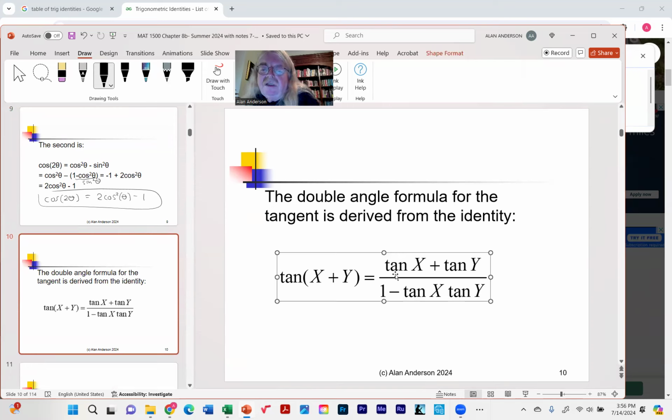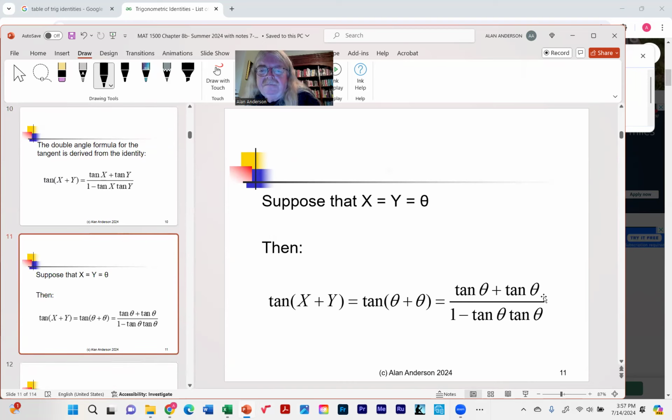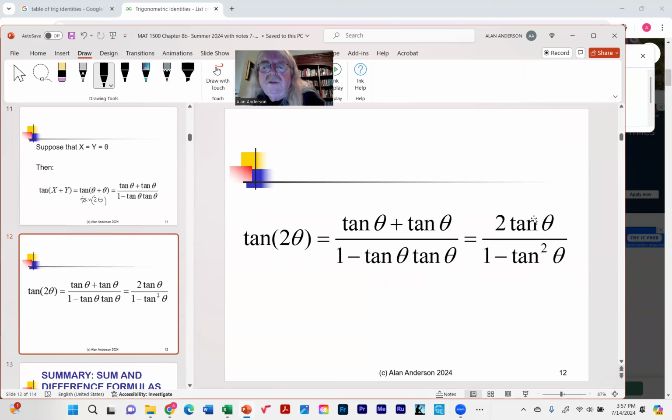Now for tangents, and you notice there's so many of these identities. This is our starting point. Once again, we have the same strategy. We let x equals y equals theta, and we see what happens. This is going to become tangent theta. And so we end up with 2 tangent theta over 1 minus tangent theta squared.